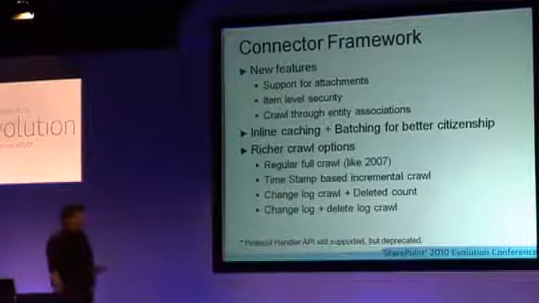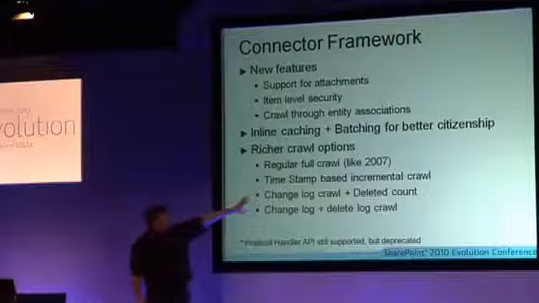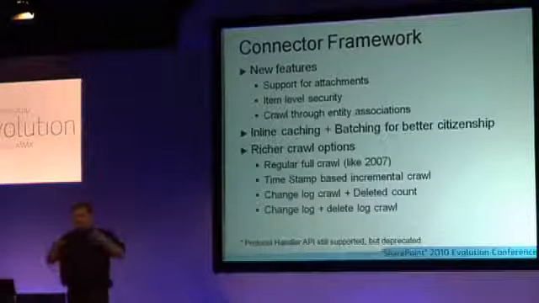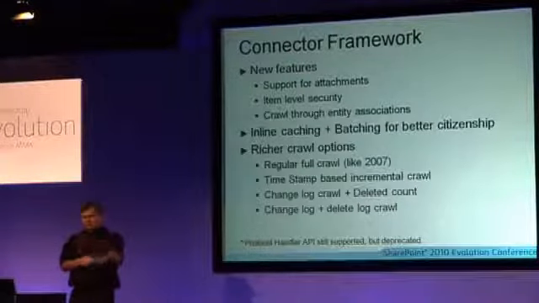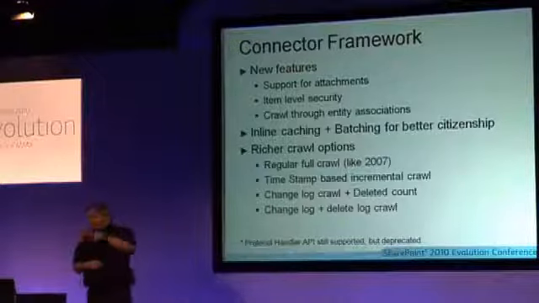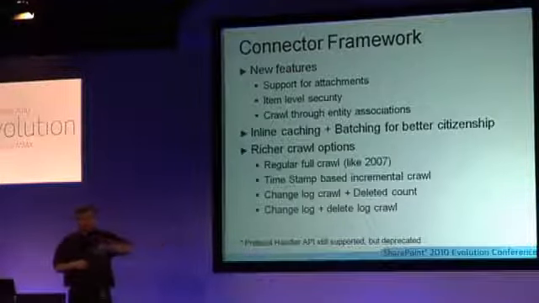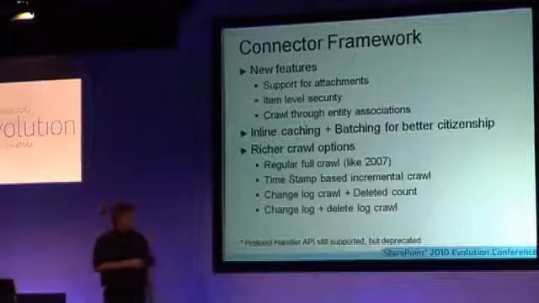And then with the crawl options that we have, we can do a regular full crawl, same as 2007. We can do all these options in terms of timestamp. If you have a remote source, you can define a column in it as a time-based column, and use that as the criteria for whether we do indexing against it. Do we need to index it now? In the old BDC days, it would just index it anyway. We can now say, check the time first.